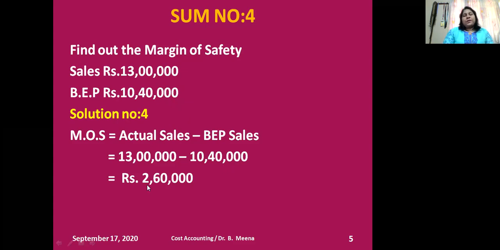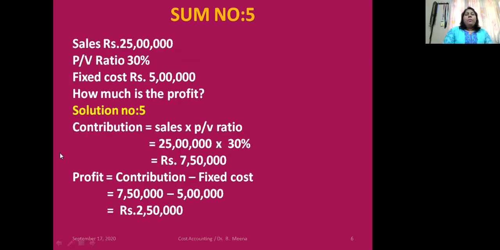So the MOS is 2 lakh 60,000. The next problem: sales rupees 25 lakhs, PV ratio is 30%, fixed cost is rupees 5 lakhs. How much is the profit? So the question is to calculate the profit.